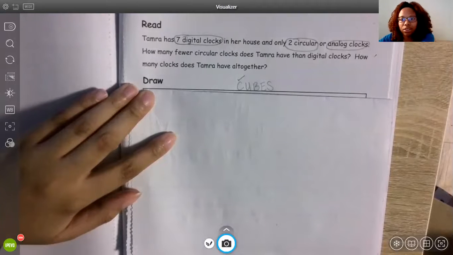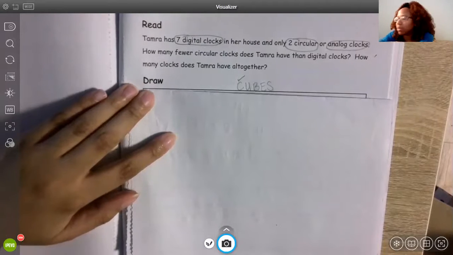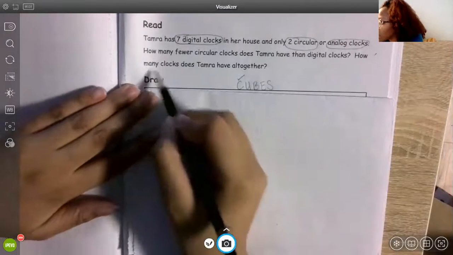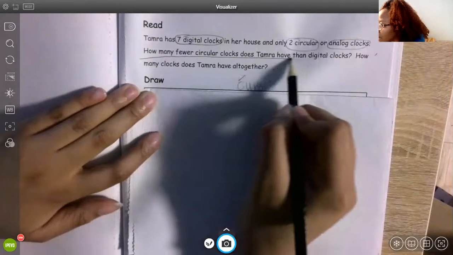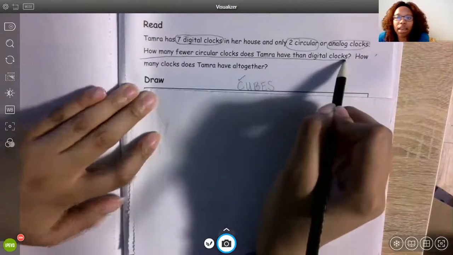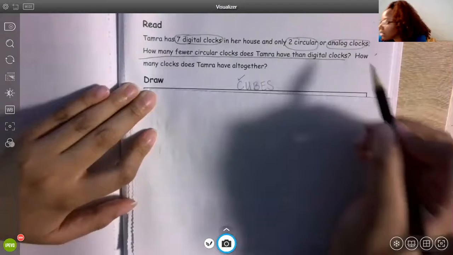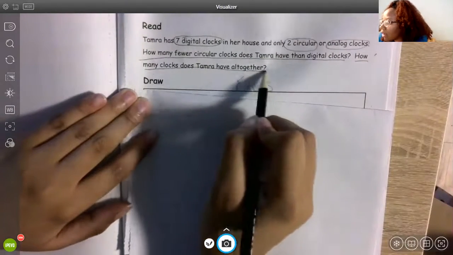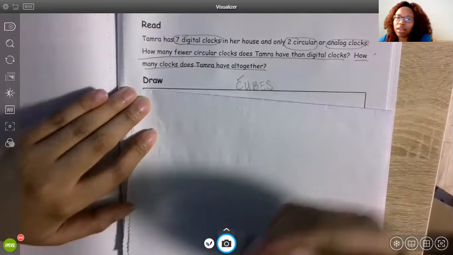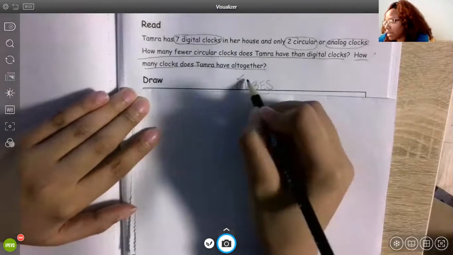You underlined your question, and guess what? You have 2 questions that you have to answer with this word problem. So the first question is, how many fewer circular clocks does Tamara have than digital clocks? And the second question is, how many clocks does Tamara have all together? Now that we have that out of the way, go ahead and check it off.